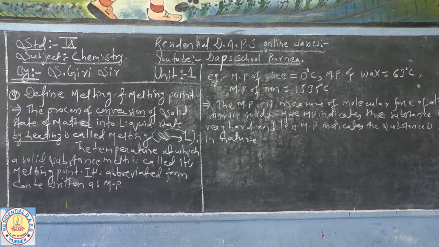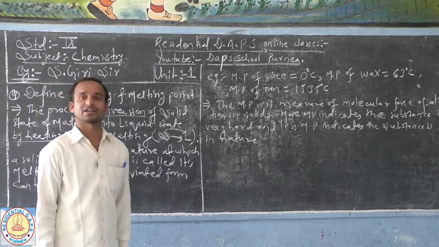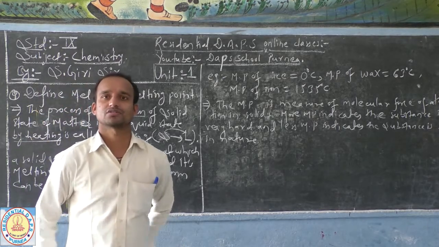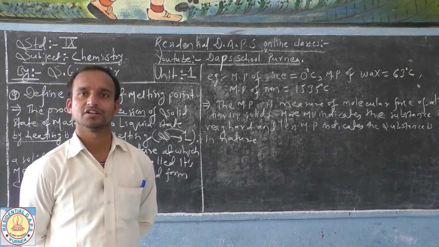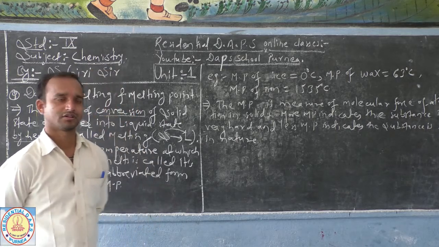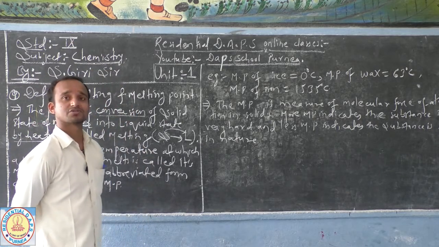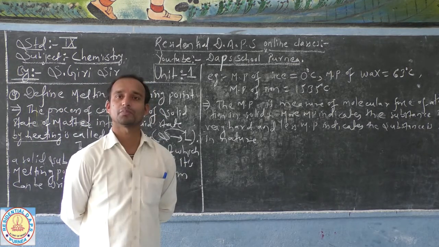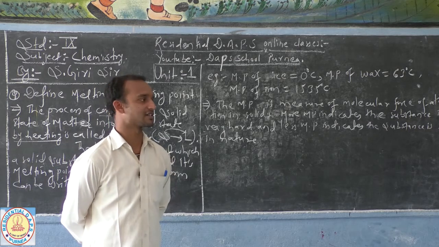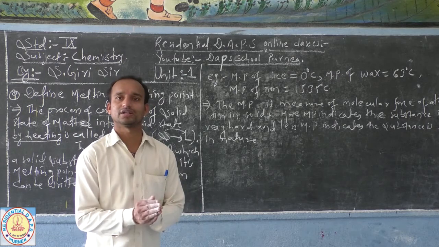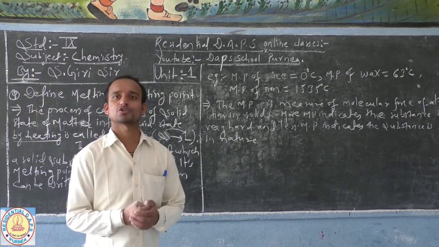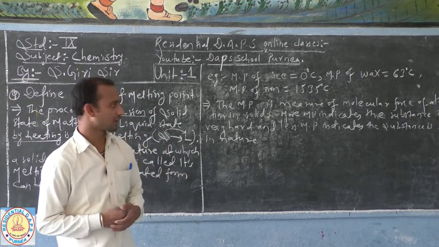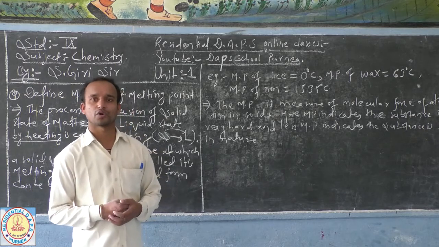Now what is melting point? We should not forget there are different kinds of solid materials in our surroundings, so different solids have different melting points. Ice melts at its own melting point, iron melts at its own melting point, wax melts at its own melting point. Even though they are all solid, each and every solid has its own distinct melting point. Every solid has its own melting point.